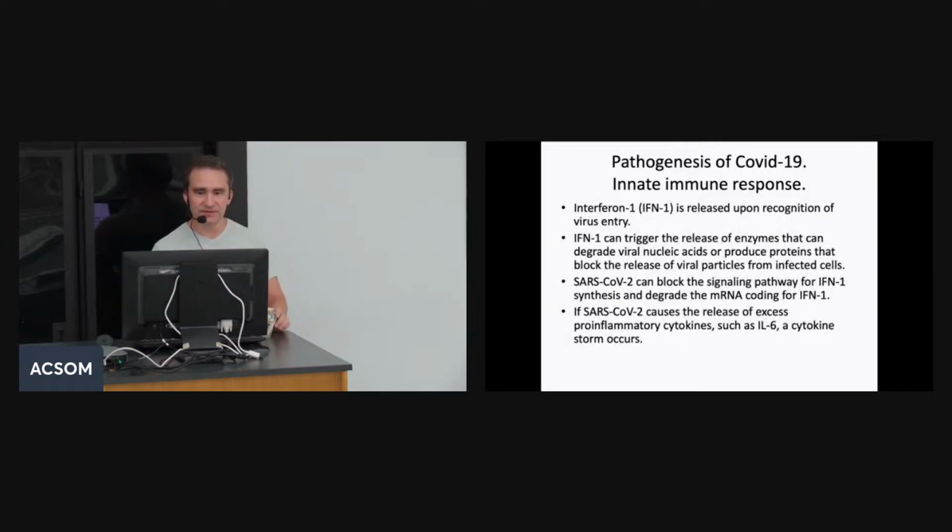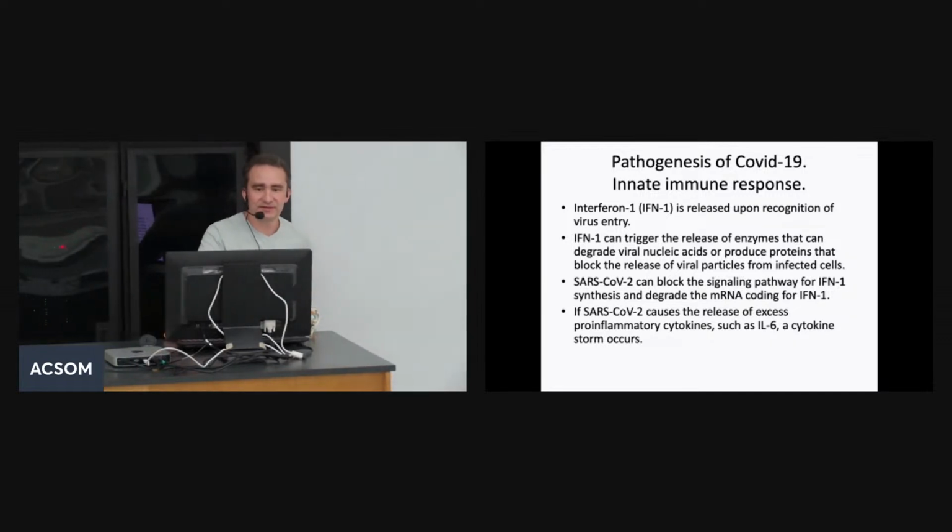So, continuing about the innate immune response. Interferon 1 is released upon recognition of virus entry, and then interferon 1 can trigger the release of enzymes that can degrade viruses and produce proteins that block the release of viral particles from infected cells. So the problem with the COVID-19 virus is that it can block some of these pathways and then degrade human mRNA, which encodes interferon 1. This is just an example. I'm sure there are multiple different mechanisms by which this virus and other viruses try to evade the immune response.